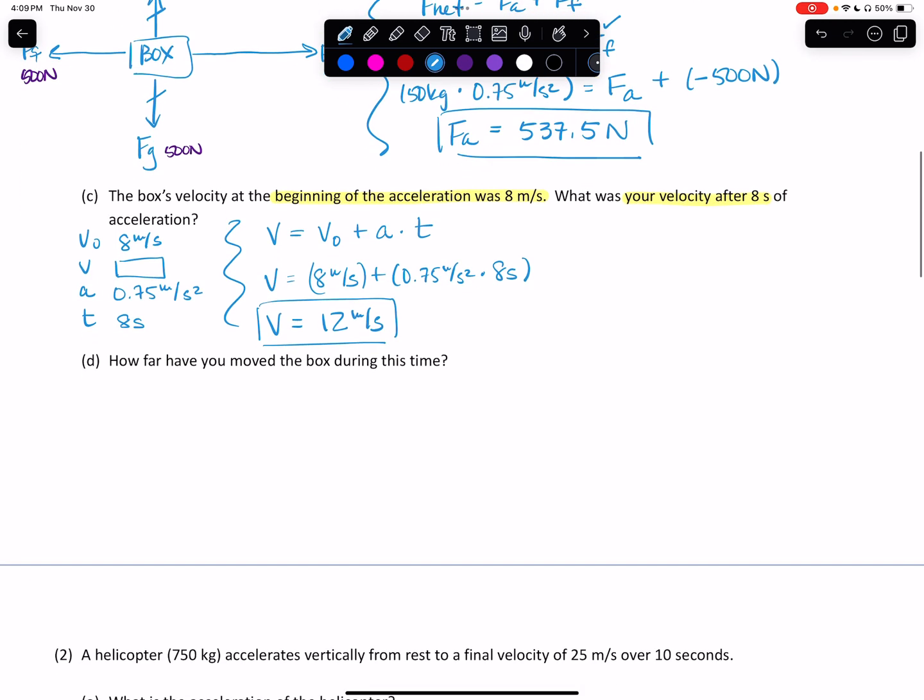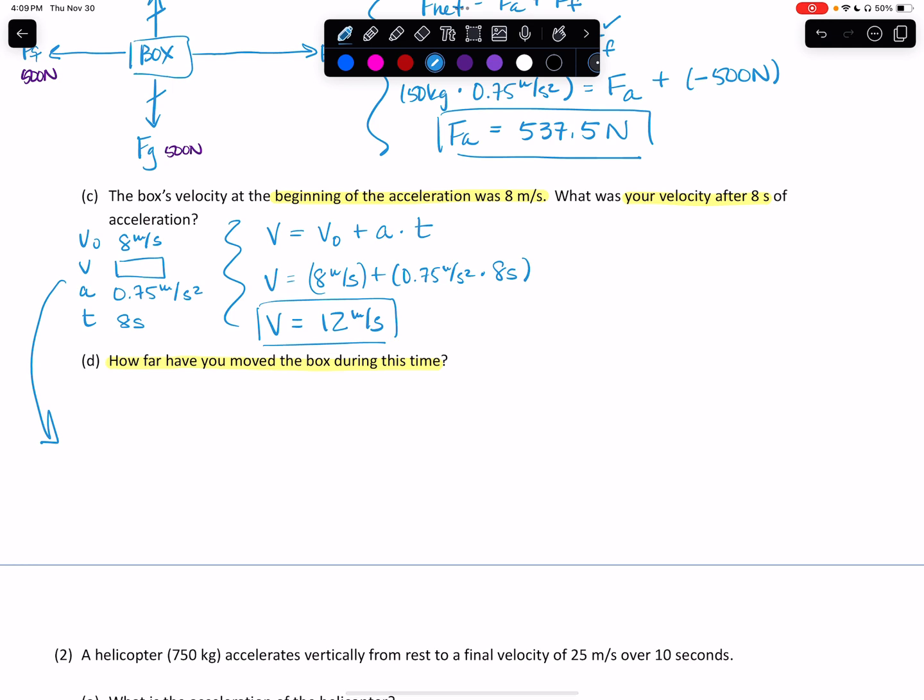All right, and then finally, how far have you moved the box during this time? All right, so we're going to have the same variable list with the addition of x final, and we're asked to find the change in position. Now, there are a couple different formulas that you can use.